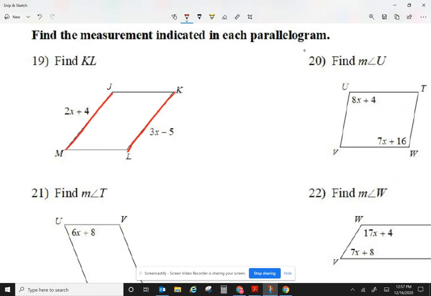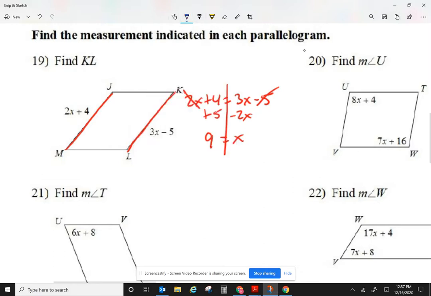So I'm going to say that 2x plus 4 equals 3x minus 5. Let me separate them through the equal sign. Let me move the smallest x. This negative 5, let me move it over as a plus 5. So I have that 9 is equal to 1x.